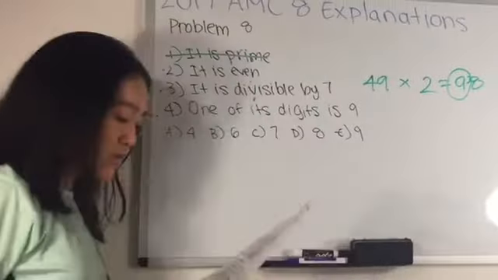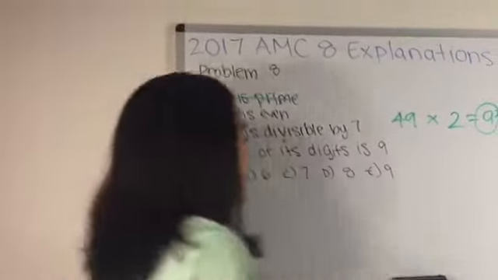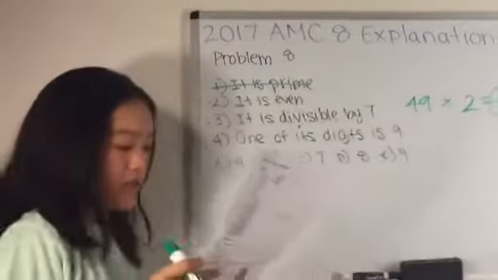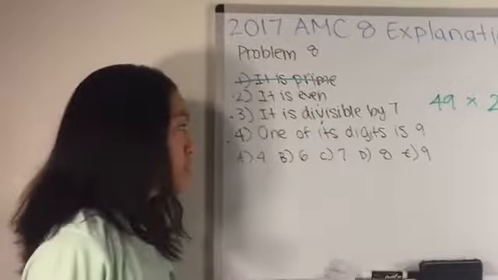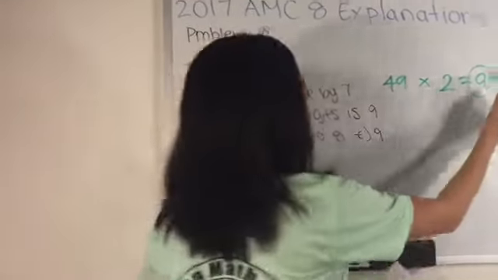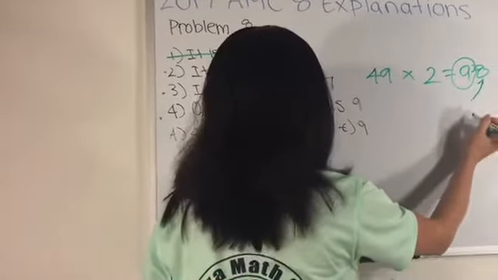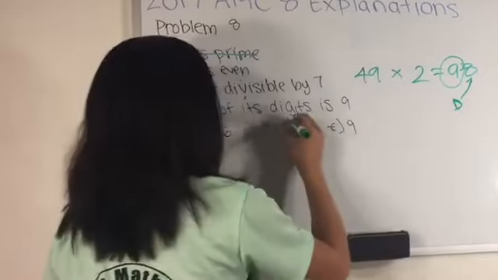Now, the problem asks us for the units digit. Because the question is, this information allows Malcolm to determine Isabella's house number. What is its units digit? So, its units digit is 8. Therefore, the answer is D.